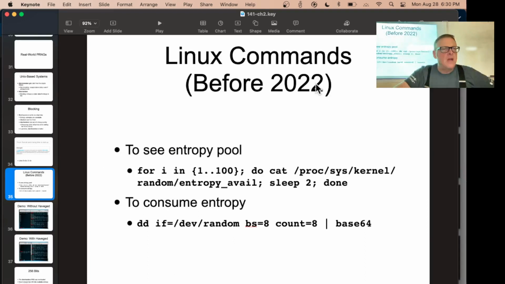And so this is something I used to demonstrate in this class. I can't demonstrate it anymore. This will let you see the entropy pool. You just cat proc sys kernel random entropy available to see the available entropy, and this will consume entropy. Just get me a lot of random numbers and print them out.